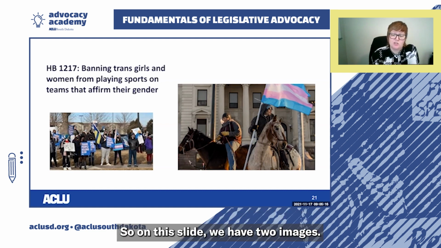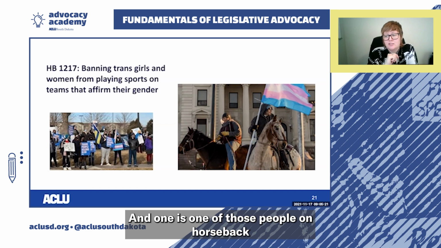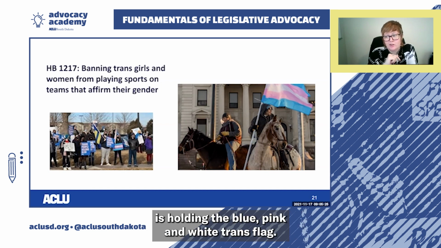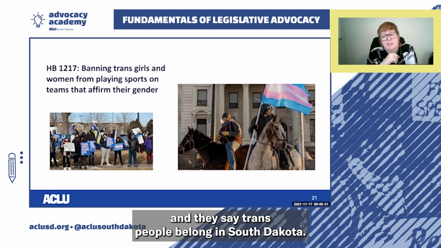So on this slide, we have 2 images. One is of 2 people on horseback outside of the state capitol, and one of those people on horseback is holding the blue, pink, and white trans flag. And then in the other picture, there's a number of protesters who are holding signs that are blue and pink, and they say trans people belong in South Dakota.